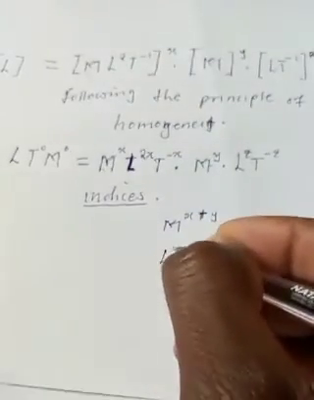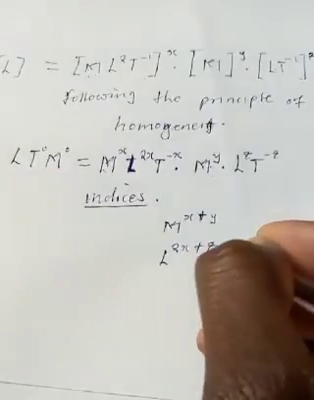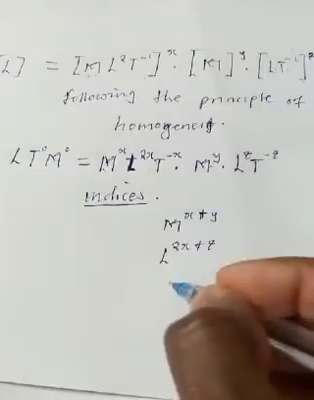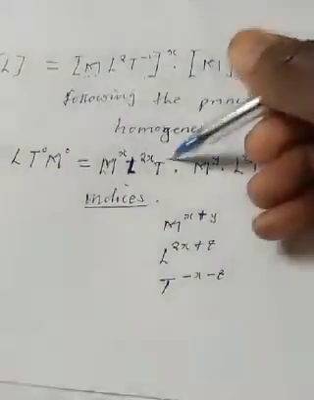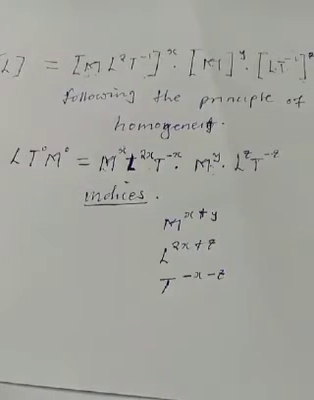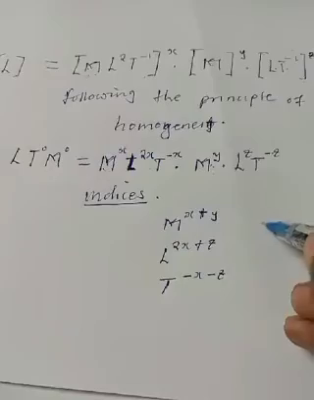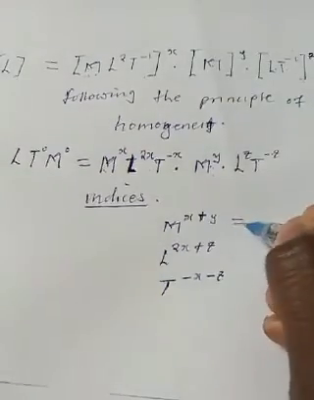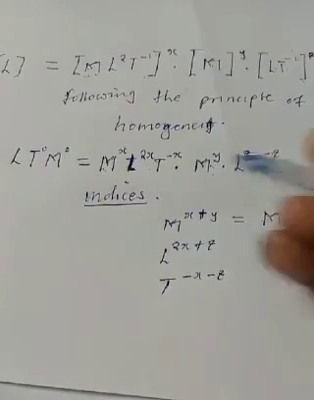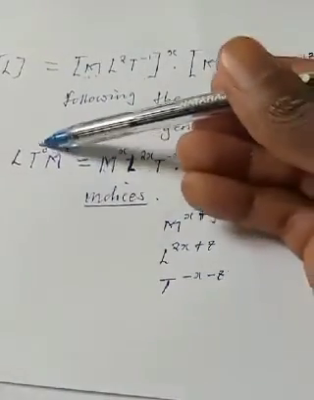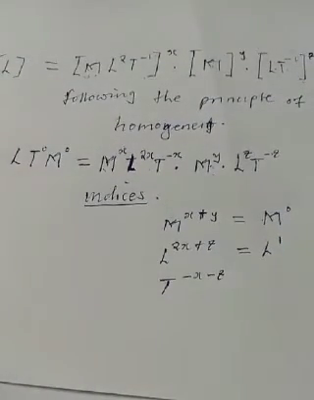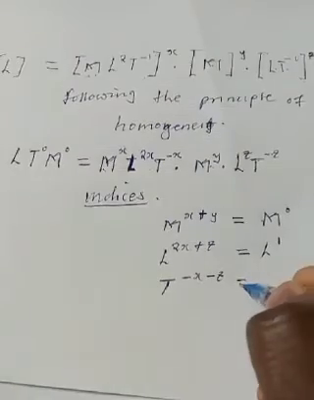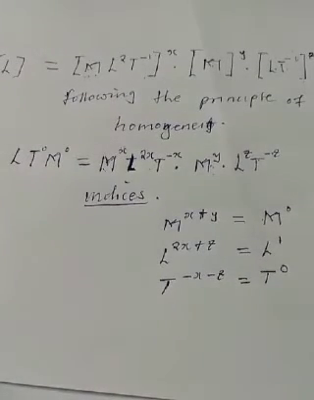I also have L to the power 2x plus z. I also have T, which is going to be what? T to the power negative x minus z, because this is minus, that one is also minus. Then on my left hand side, you can equate this to m to the power 0, because that's what is found on your left hand side. For L, we're saying L to the power 1. Then for T, we're going to say T to the power 0.